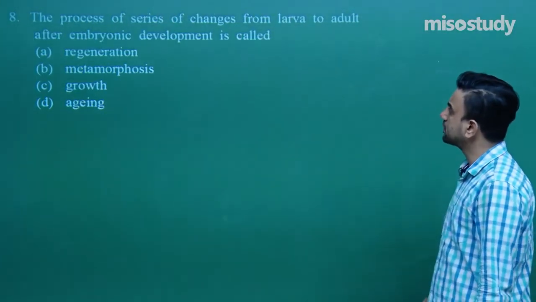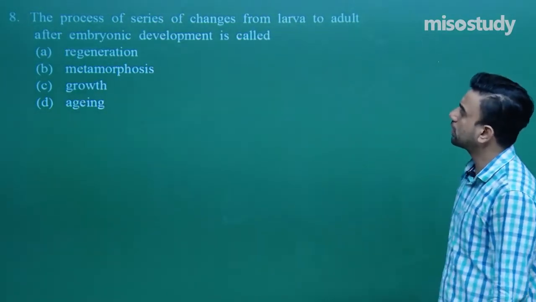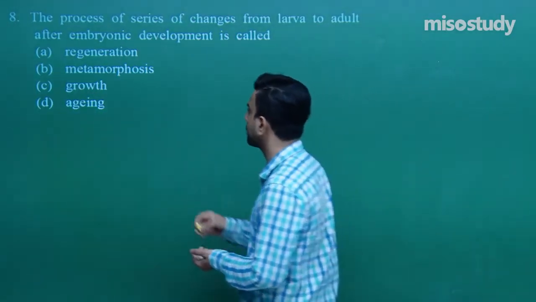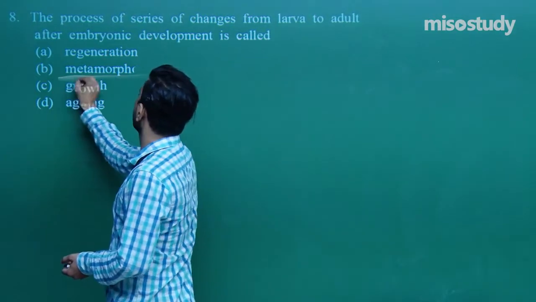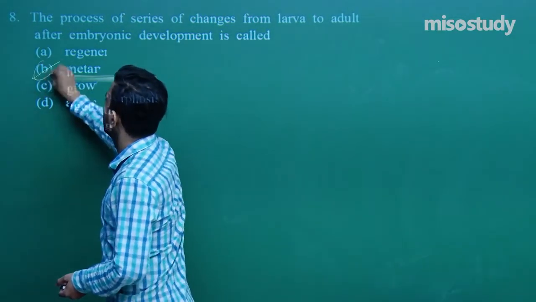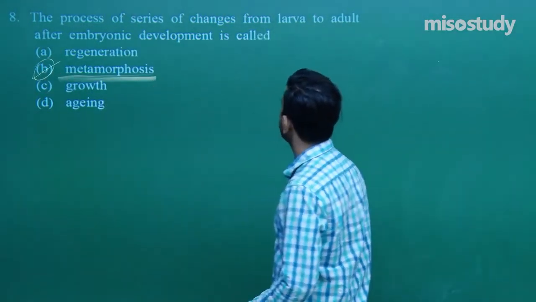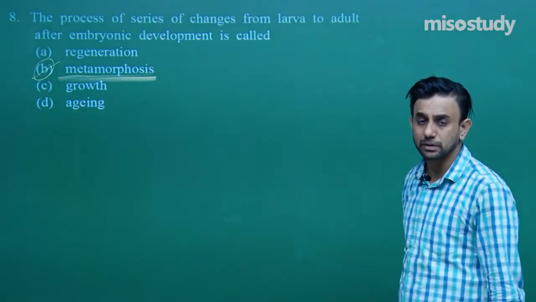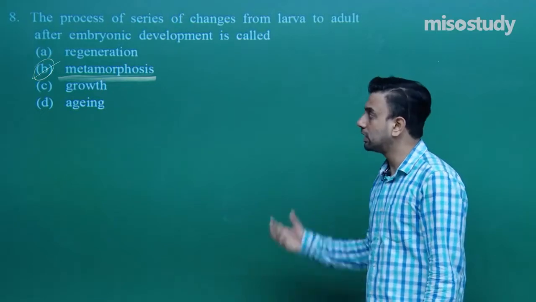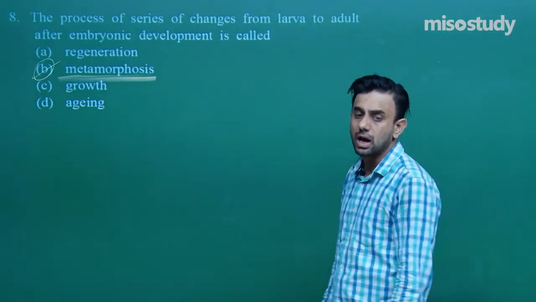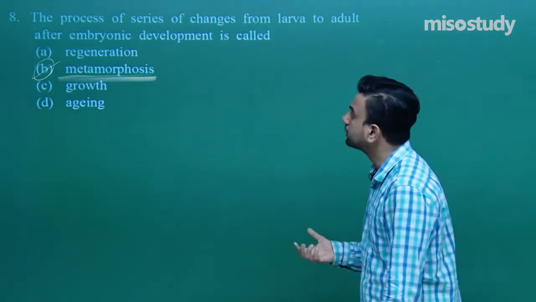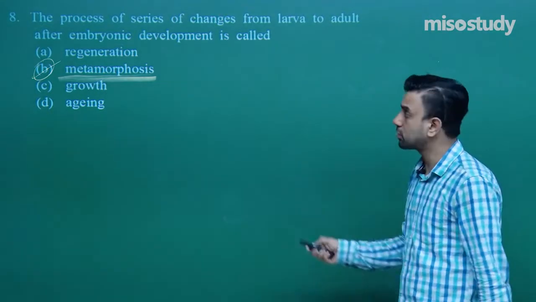The process of series of changes from larva to adult after embryonic development, we all know that is metamorphosis. For example, in the frog, the larval stage is called a tadpole, and when it grows up, it is called the adult frog. Then we go on to the next question.